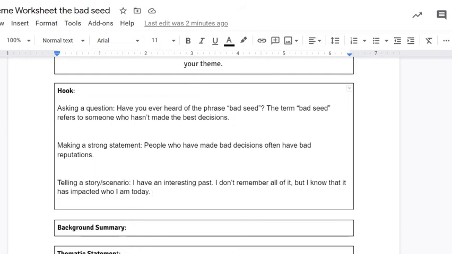So now that I've given you a rundown of examples and options for the hook with using the Bad Seed, I want you to take these options, pick which one you feel the most comfortable writing for your hook, either asking a question, making a strong statement, or telling a story slash scenario. I want you to pick the one you feel comfortable with, and then I want you to write the hook in your theme worksheet for your assignment in Schoology. I want you to do that for Names, Nombres.